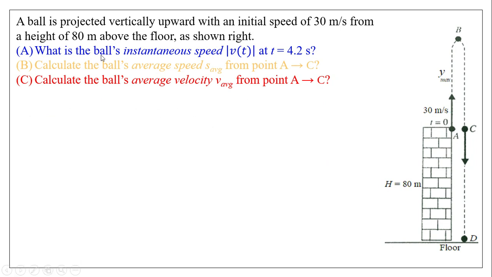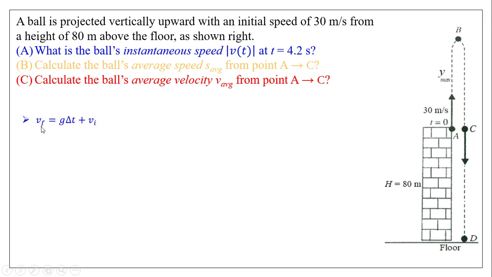Part A asks you to find the ball's instantaneous speed, aka the magnitude of your instantaneous velocity, at 4.2 seconds. If you watched the first video, we know that it took about 3.06 seconds to get to point B. Therefore, 4.2 seconds would imply that it's on its way down. So we should get a value that makes sense. All right, let's do part A.